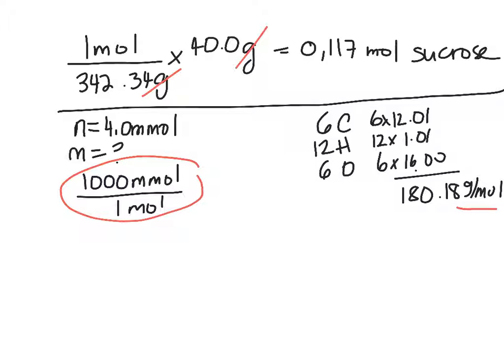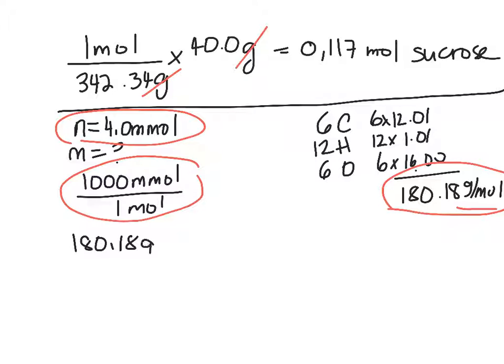So, do we have grams in any of these quantities that are circled? Aaliyah? Yeah, we know we have 180.18 grams for every 1 mole. Okay, you're not going to use that value again. You've used it once, it's done.